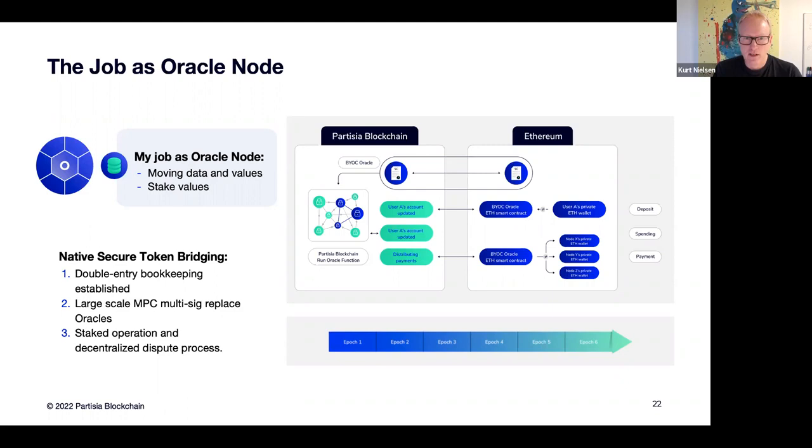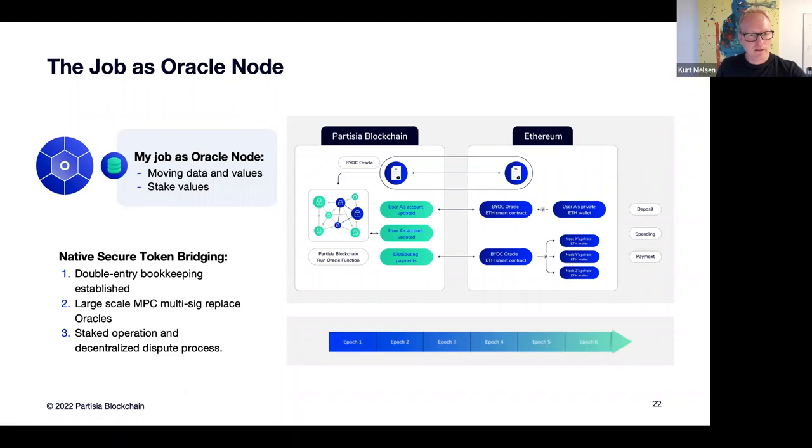The other thing is to make it run efficiently. We do select a small group of nodes that is running the bridge for a certain time period. But that selection is done by the entire network, and by a large scale MPC, multi-party computation, multi-sig solution that signs off and selects the nodes. So this is bringing the trust up to the highest level in the blockchain, which is actually also done with double bookkeeping, where the entire network is mapping this information.